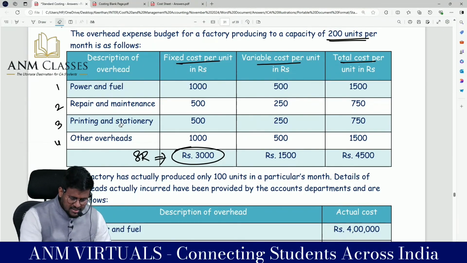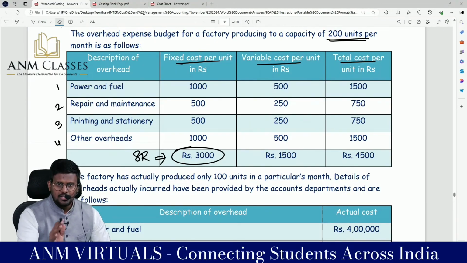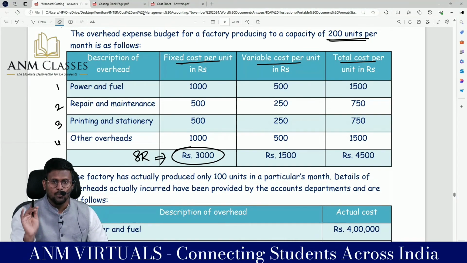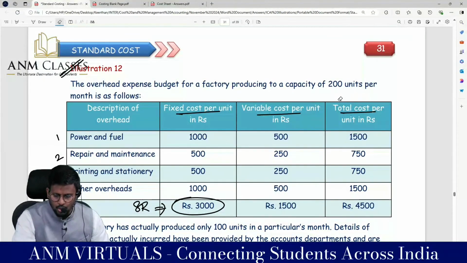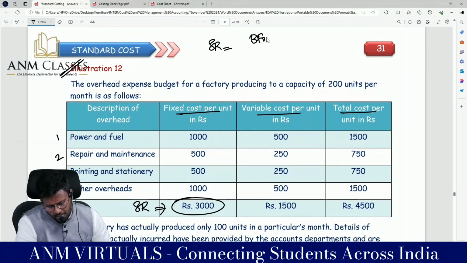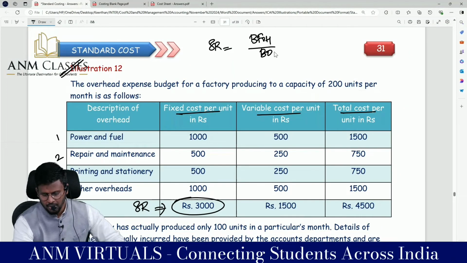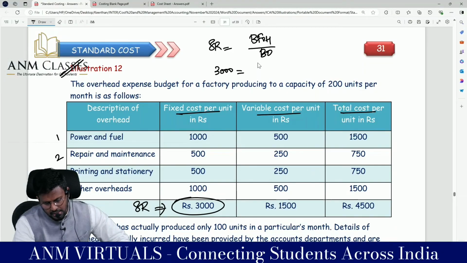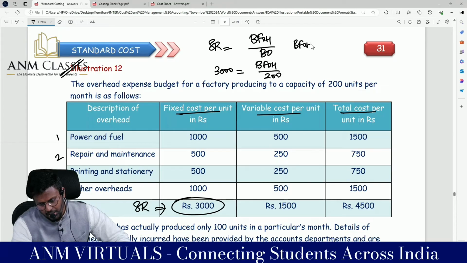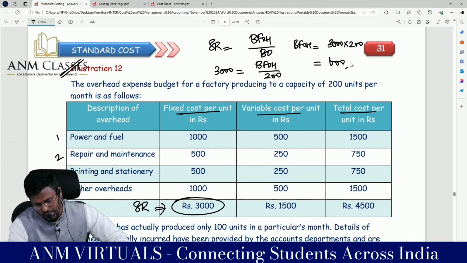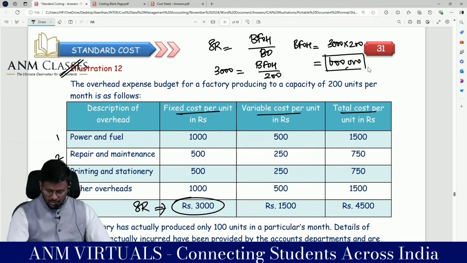We know that standard rate is equal to BFOH divided by BO. BO they have also given above, 200. That means standard rate is equal to BFOH divided by BO. That means 3,000 is equal to BFOH divided by 200. That means BFOH is equal to 3,000 into 200, which comes to 6 lakh. 6 lakh is the budgeted fixed overhead. Is it appreciated? Yes, sir. Alright.